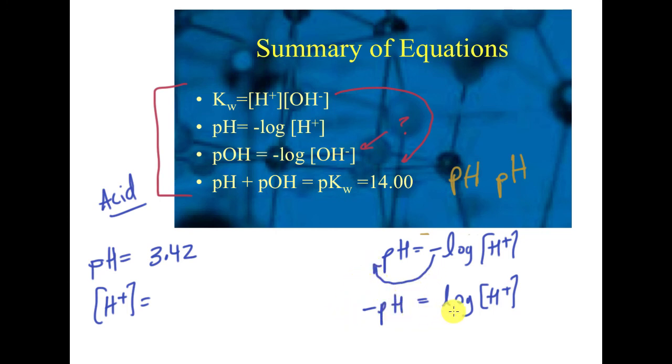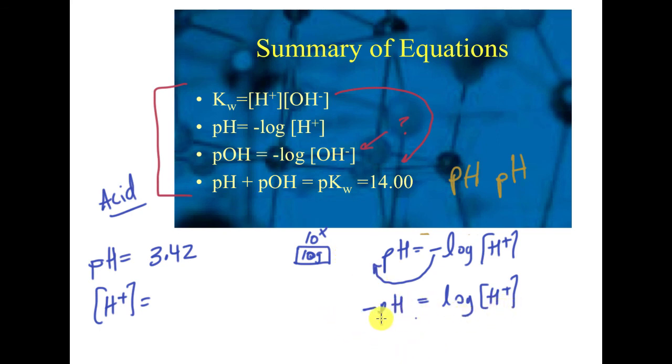I have to get rid of this log here. To do that, you want to find a button on your calculator, and it's almost always above the log. Right above that log button is a button 10 to the x power. That's what you're looking for, 10 to the x. That's going to undo the log, because remember, that is the log up there. So I'm going to take 10 to the x of both sides.